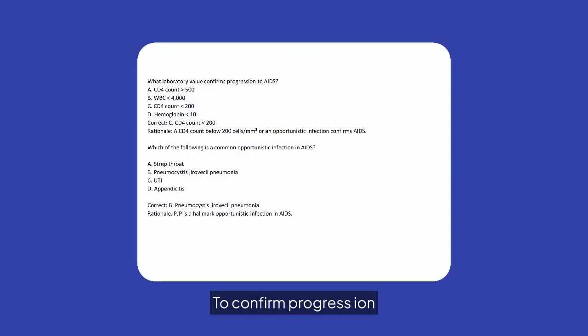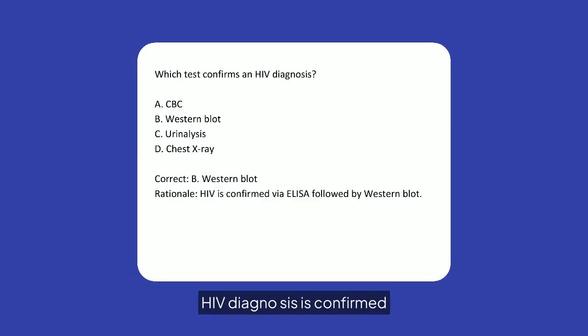To confirm progression to AIDS, a CD4 count below 200 cells/mm3 is critical. This, or an opportunistic infection, confirms AIDS. Pneumocystis jirovecii pneumonia is a common opportunistic infection in AIDS, highlighting the need for vigilant monitoring and timely intervention in affected patients. HIV diagnosis is confirmed through a Western blot test following an initial ELISA.